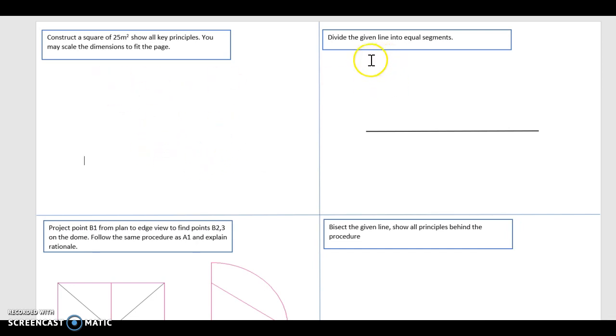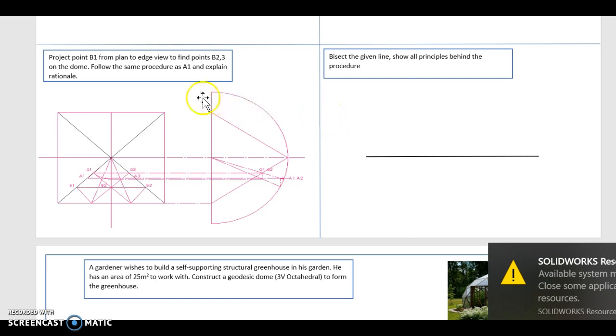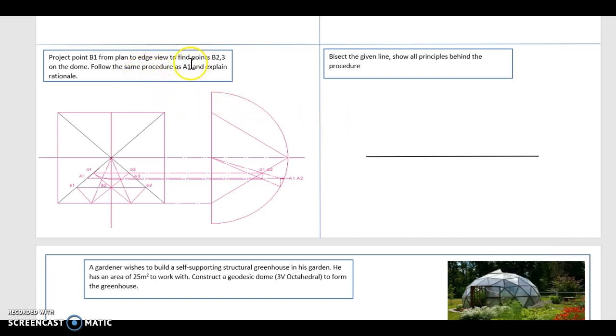So obviously, students are going to be dimensioning the square down. Moving on, we have: divide the given line into equal segments. Project point B1 from plan to the edge view to find points B2 and B3 on the dome. Follow the same procedure as A1 and explain the rationale.